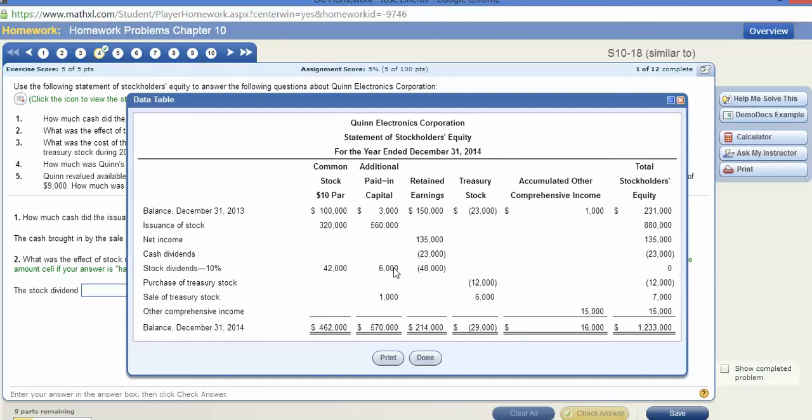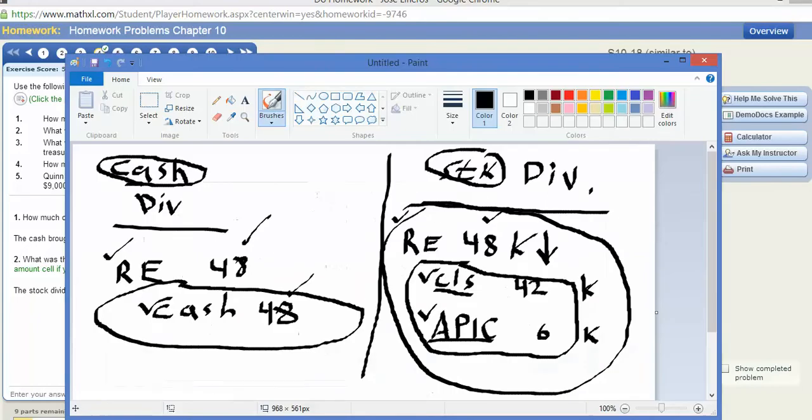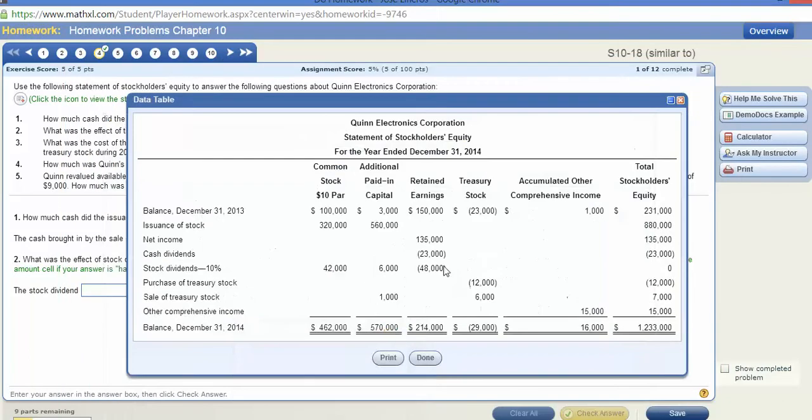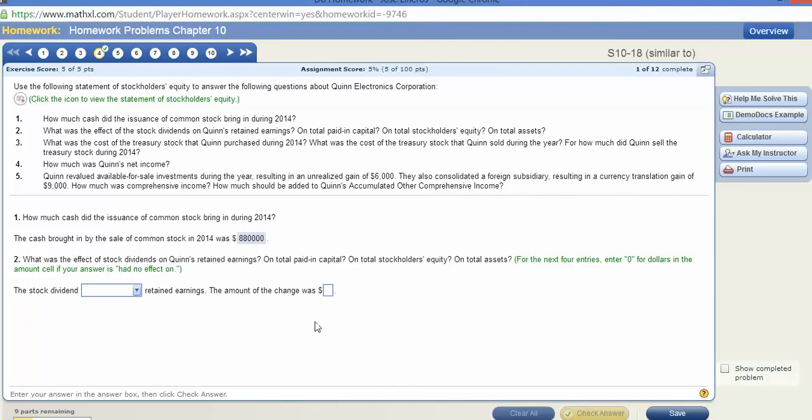You have to recognize the difference between the declaration of the dividend of 48,000 and 42,000, and that plug goes into additional paid-in capital. All that to say that what this ended up doing was dropping retained earnings by 48,000. Notice whether you pay a dividend in cash or you issue a stock dividend, retained earnings drops by the same amount. So let's do this. Decreased 48,000. Now let's look at the next one.